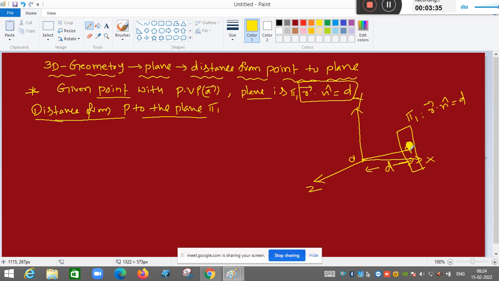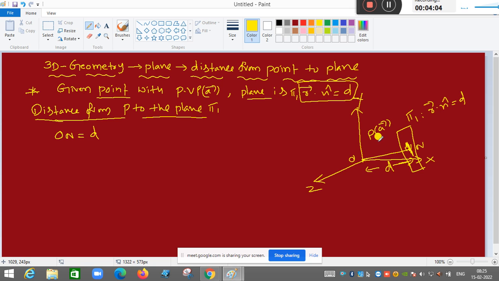Now this point is also called the foot of the perpendicular. This is the perpendicular, and the foot of the perpendicular is M. So ON equal to d. The given point is P with position vector a bar.